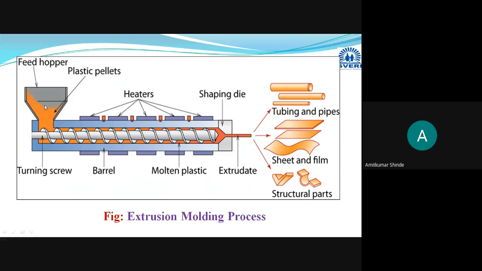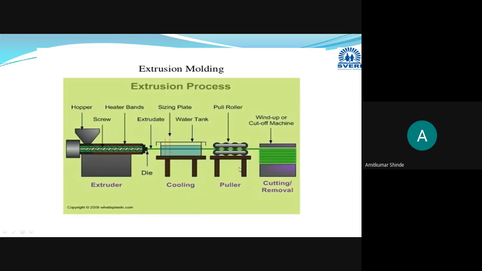This is the hopper, where you pour the billet. Then the turning screw, the barrel, the heating arrangement, the molten plastic paste, and the shaping die. The extrudate is obtained, and after this you have to cool it, and after that cooling it will be passed through the pull rollers.